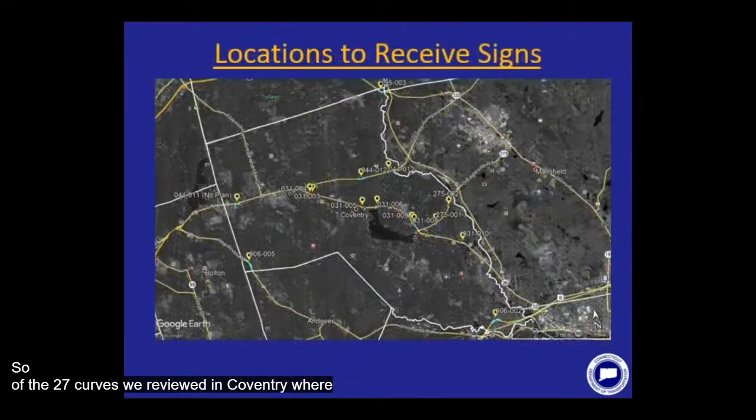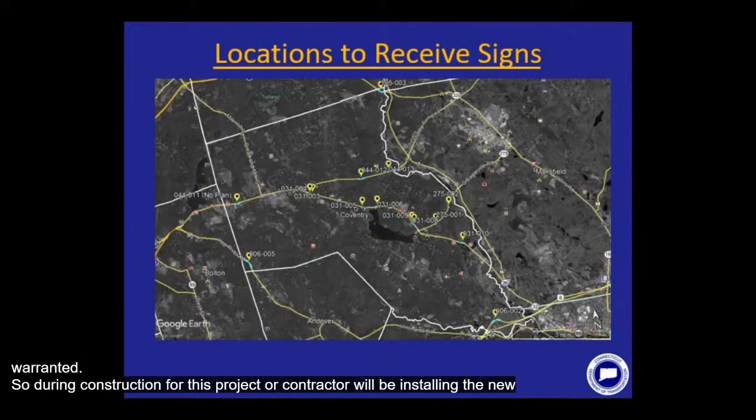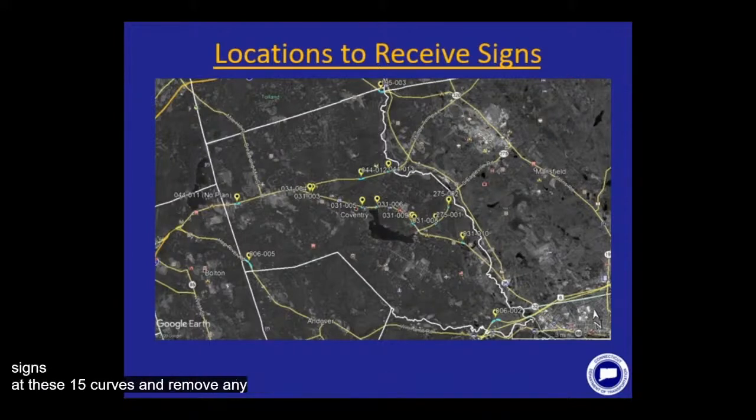Of the 27 curves we reviewed in Coventry, we identified 15 where signing is warranted. During construction for this project, our contractor will be installing the new signs at these 15 curves and removing any existing signs that are currently present there. At 2 curves on Route 6, we'll be installing 14 signs and 20 retroreflective strips and removing a total of 15 signs and 11 retroreflective strips.